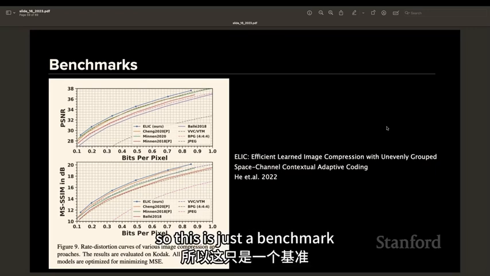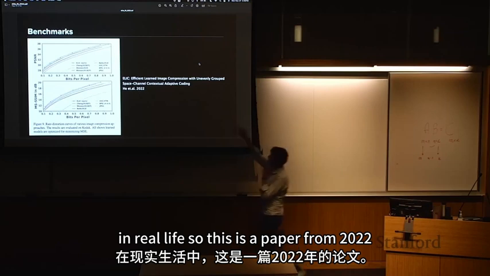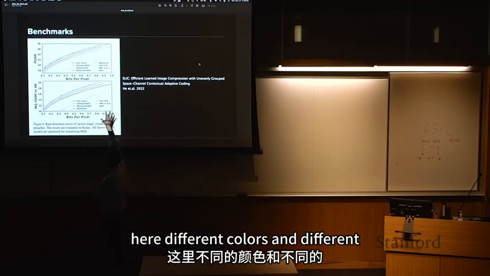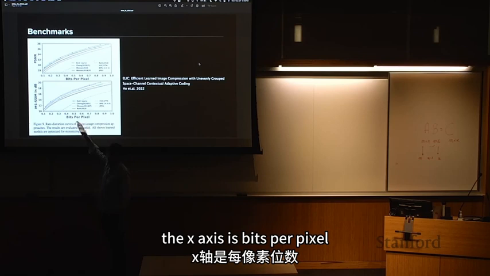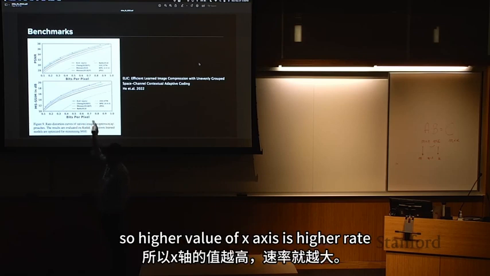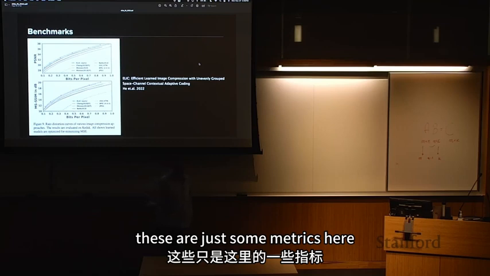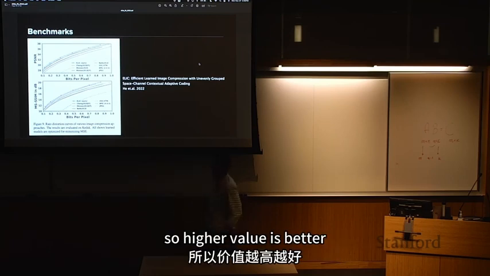This is just a benchmark of how these compressors perform in real life. This is a paper from 2022. Here, different colors are different compressors. The x-axis is bits per pixel, so a higher value on the x-axis is a higher rate. The y-axis is PSNR or MS-SSIM. Don't worry about them. These are just some metrics. Here, these are quality metrics instead of loss metrics, so a higher value is better.